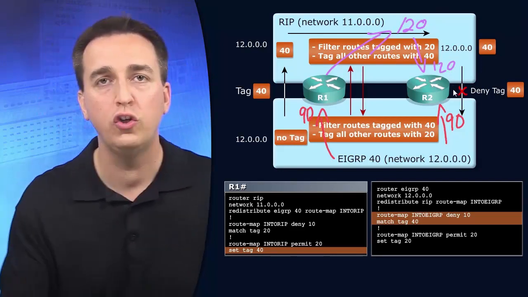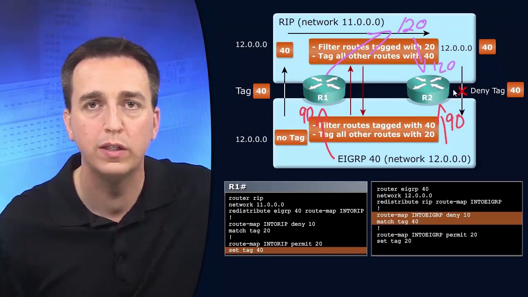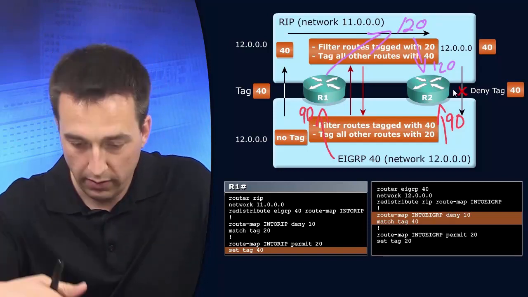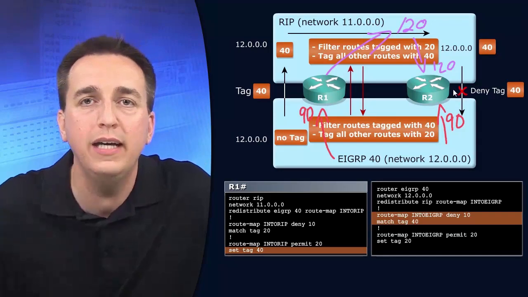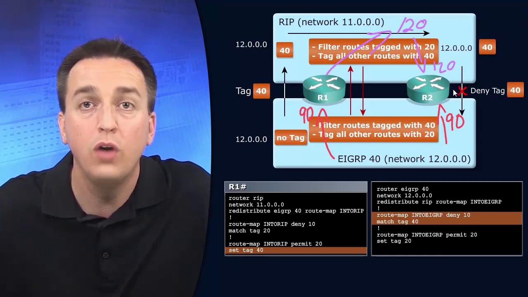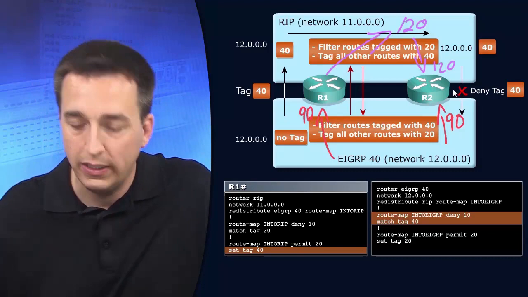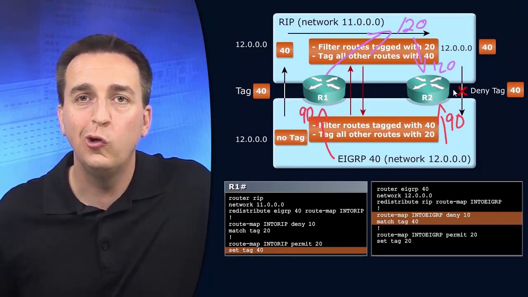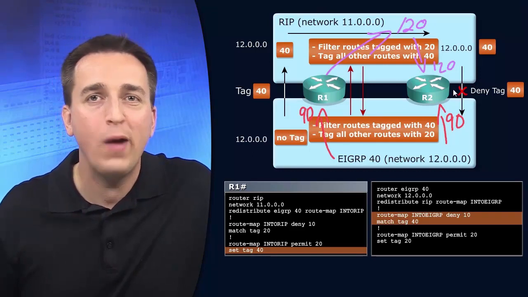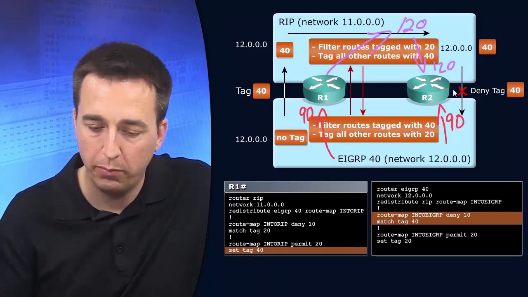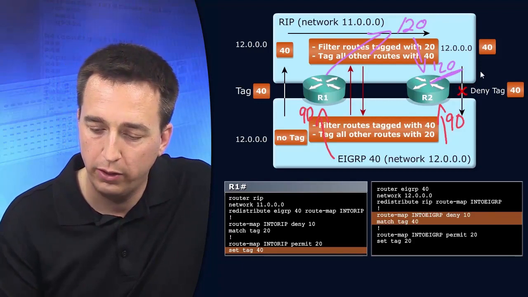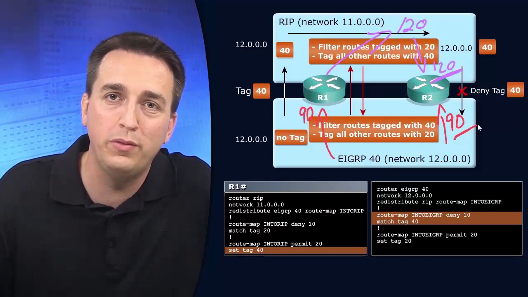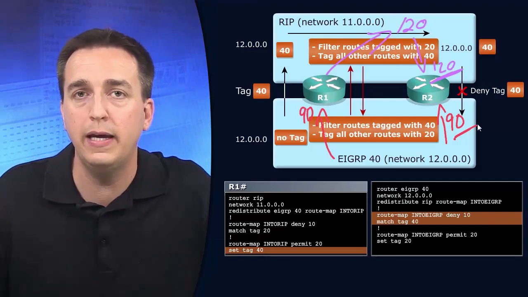Now, is R2 going to redistribute the 12 network back into the EIGRP environment? No, it's not. And the reason why is because you remember, you only redistribute those routes that are where? In the routing table. So is this one in the routing table? No. This one's in the routing table. Therefore, we won't be redistributing back in anyways in this particular case.